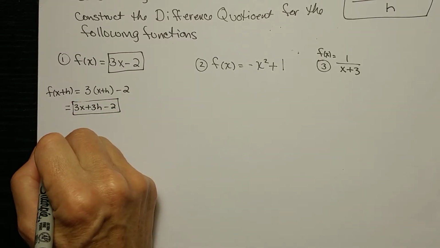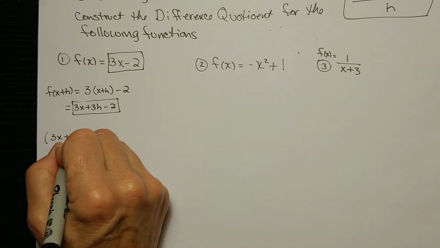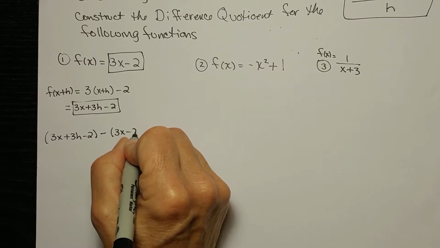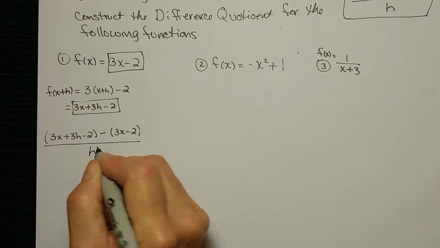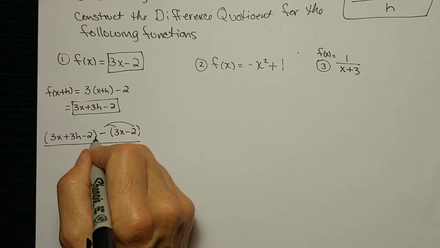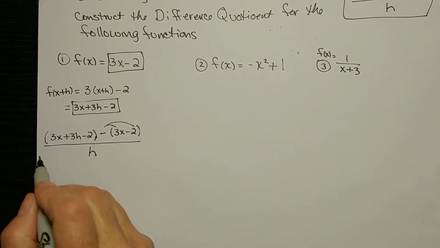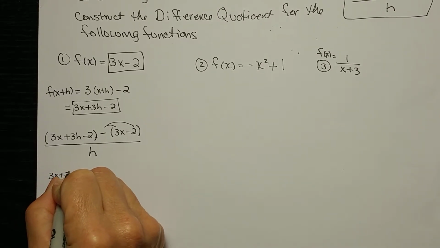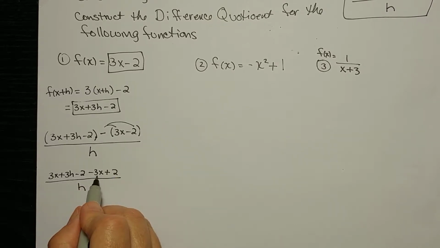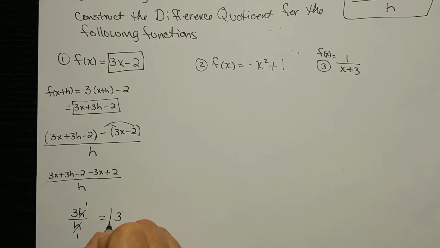Now I will construct the difference quotient, which will be f of x plus h, or 3x plus 3h minus 2, minus f of x, which is 3x minus 2, that's what the function was defined to be, all over h. Now I will distribute this negative, and I'm going to remove this set of parentheses because what is outside them is a positive 1. So this will be 3x plus 3h minus 2 minus 3x plus 2 all over h. 3x minus 3x sums to 0. Negative 2 plus 2 sums to 0, leaving me with simply 3h over h. I can divide h into h, leaving me with just 3. So the difference quotient for the function f of x equals 3x minus 2 is simply 3.